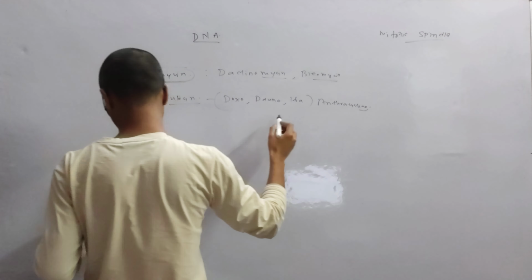Another is ozogamicin. This is also an antibiotic, but this is not used alone. This is used with a monoclonal antibody called gemtuzumab as an antibody drug conjugate. This is the monoclonal antibody and this is ozogamicin. So this antibiotic is combined with this monoclonal antibody. Okay, so these are anti-tumor antibiotics.